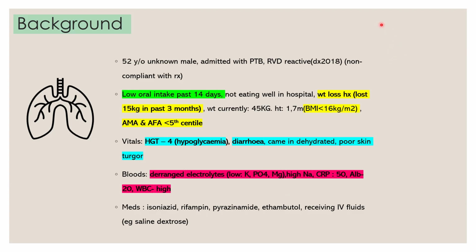So you allocate a different color for a different sign. So for example, I've allocated green for the diet intake, right? The low oral intake past 14 days, not eating well in hospital. Yellow for the anthro, blue for clinical, and then pink for biochem. It makes your life so much easier with organizing the information, just picking it up immediately. Okay, especially if you are really under a lot of pressure and time constraints, especially in an exam.